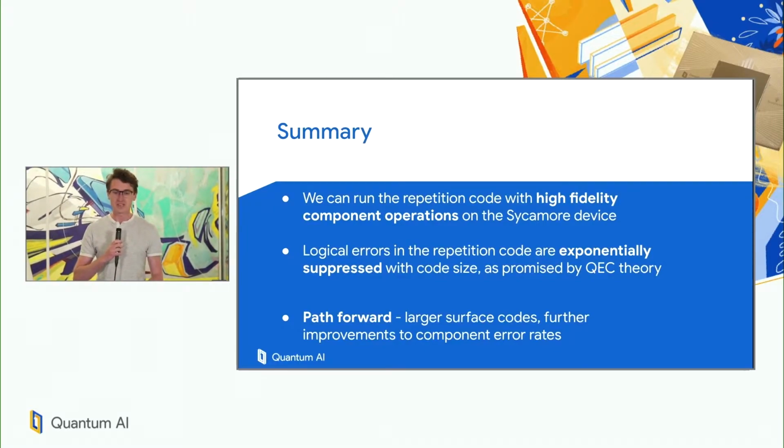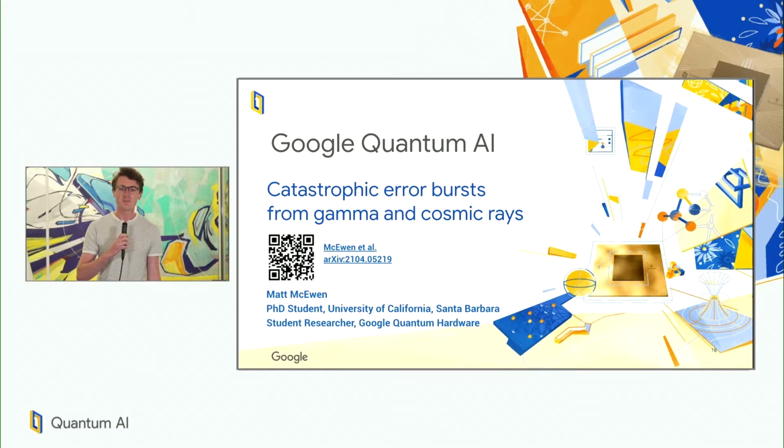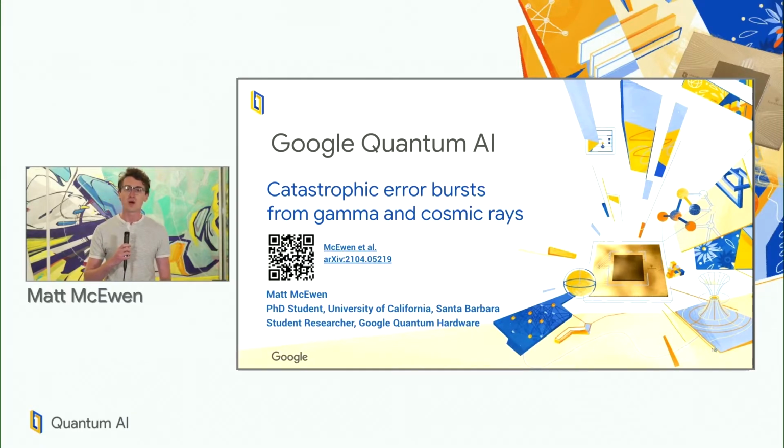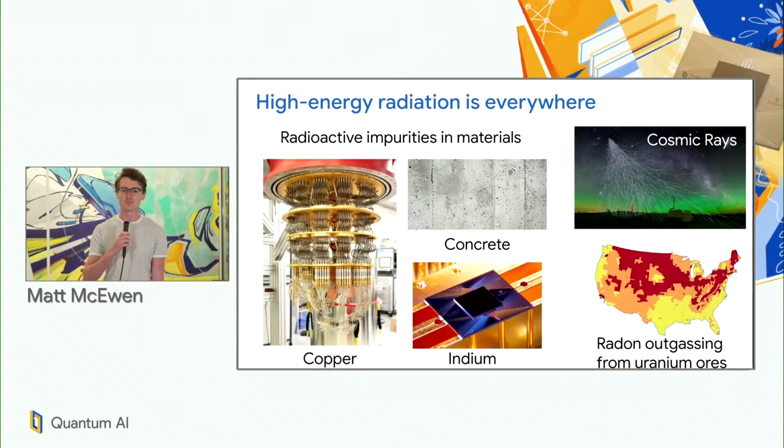I'm a student researcher at the Google Quantum AI team and a PhD student at the University of California, Santa Barbara. And today I'm going to be telling you about some recent work we've done on what happens when high-energy particles impact our quantum processors. As we're starting to make larger and more complex systems, as we're scaling up, we have to start worrying about more and more exotic forms of error.